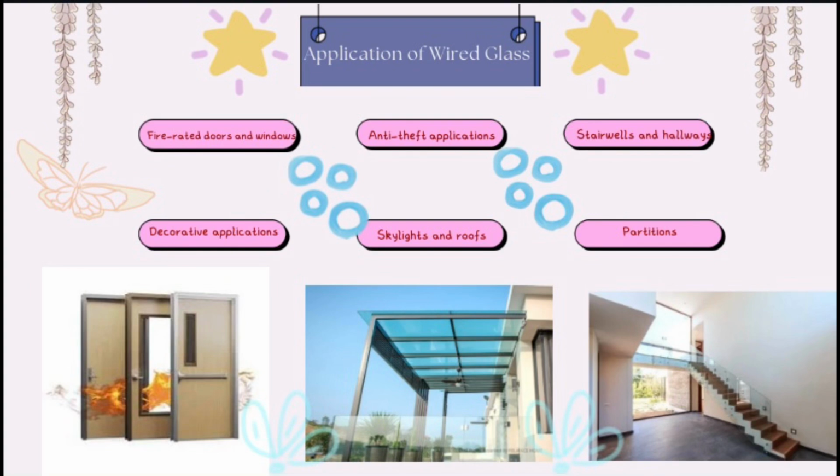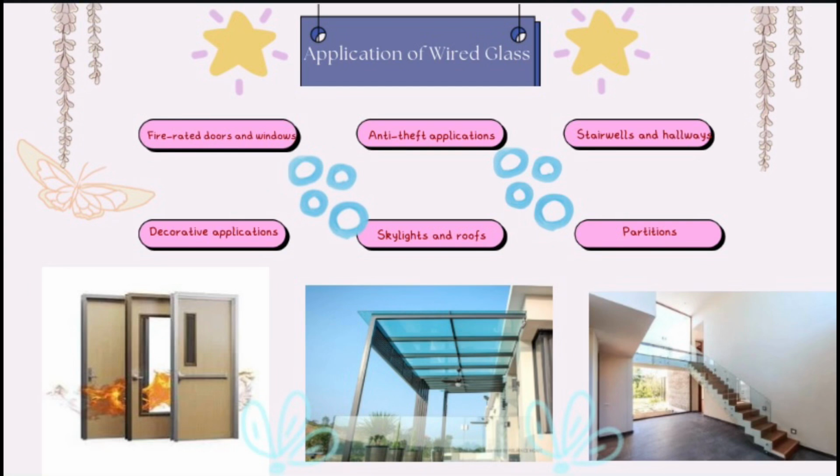Second is decorative application. Distinctive looks can be added by using wire glass in window insert, doors and cabinets. Third is skylight and roof. A skylight and rooftop can be equipped with wire glass to let in natural light and provide some fire protection.